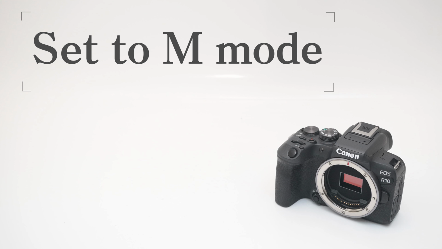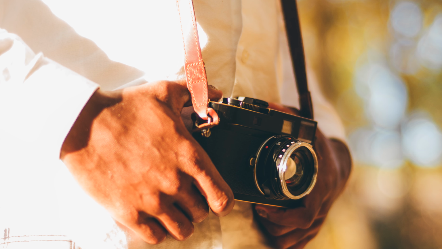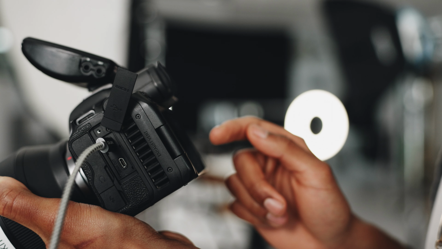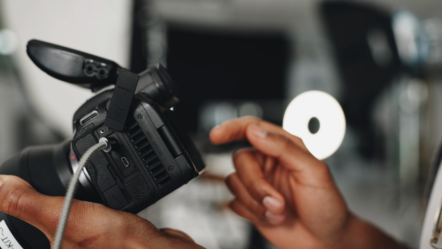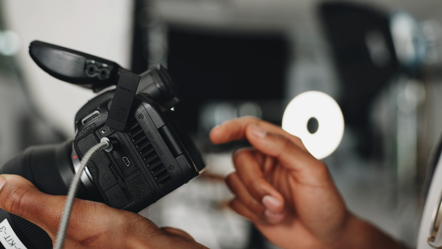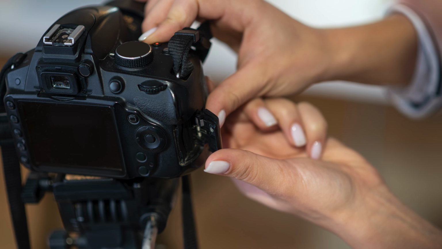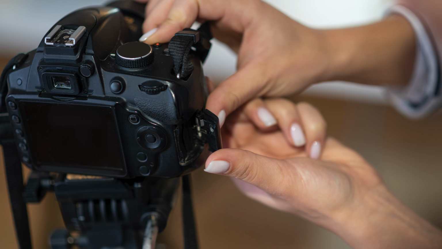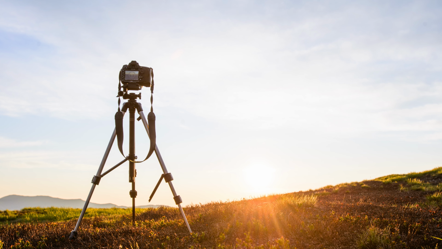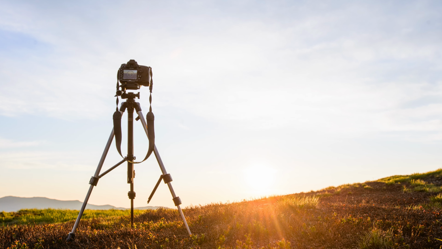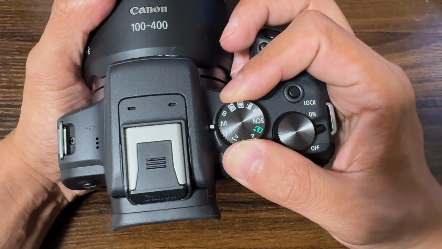Set to M mode. If you want to capture the flow of a waterfall just the way you want it, we recommend M mode, manual mode, which lets you adjust all of the camera's settings yourself. In M mode, you can set the shutter speed, f-stop, and ISO sensitivity to your liking, giving you precise control over the brightness of your photo and the expression of the flowing water. Set the dial to M mode.